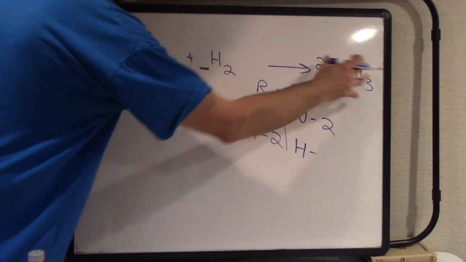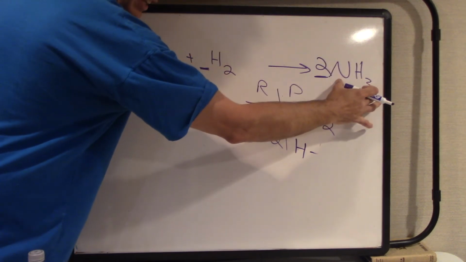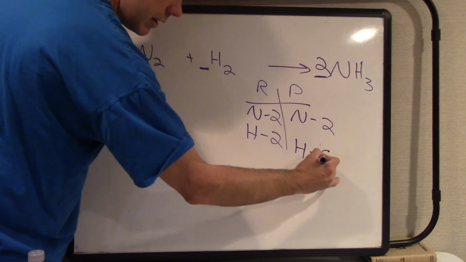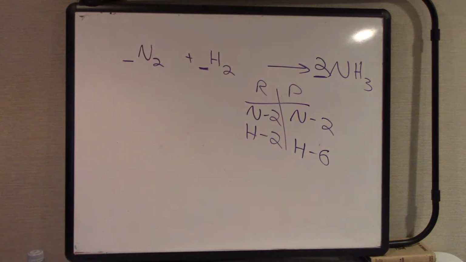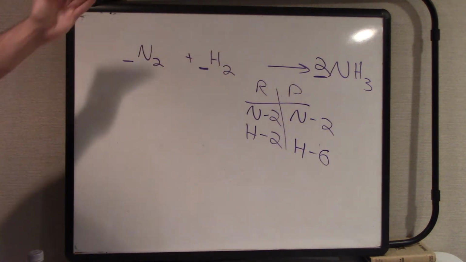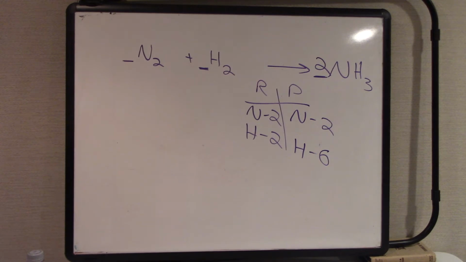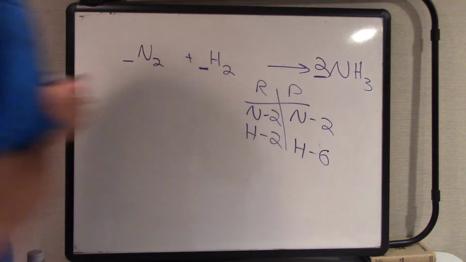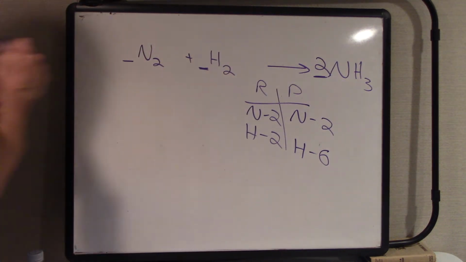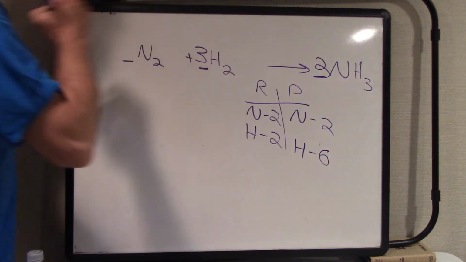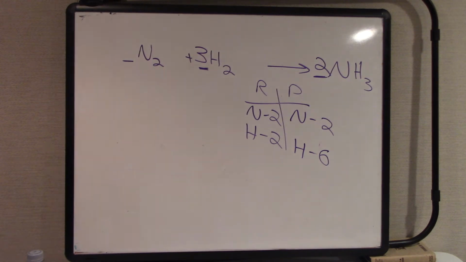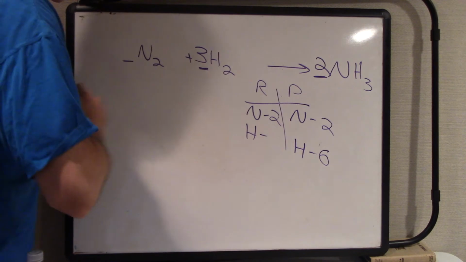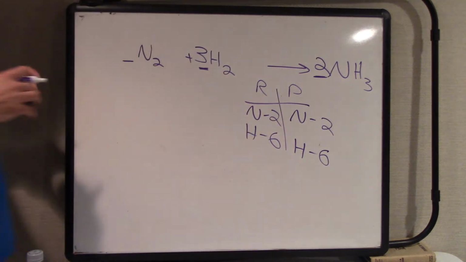So I have 2 of these things. Each unit has 3 hydrogens. Now I have 2 of them. So I'm going to have 6 hydrogen now. So now that I fixed the nitrogen, I can work on the hydrogen. 2 on the reactant side, 6 on the product side. I can change that by placing a 3 for a coefficient in front of the hydrogen. That's going to change the amount of hydrogen to 6.